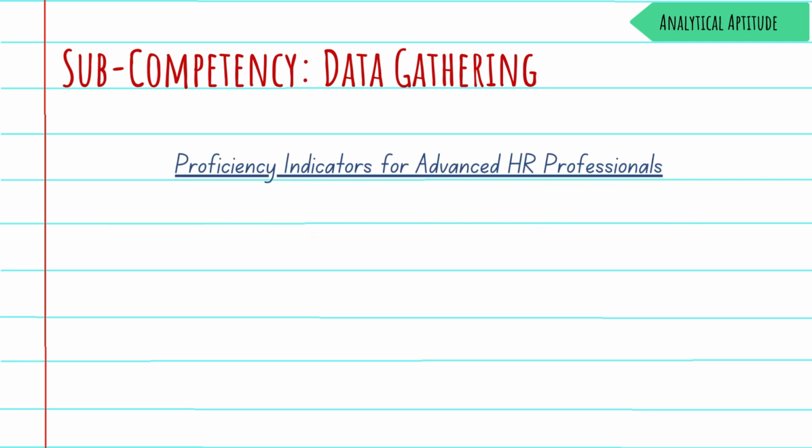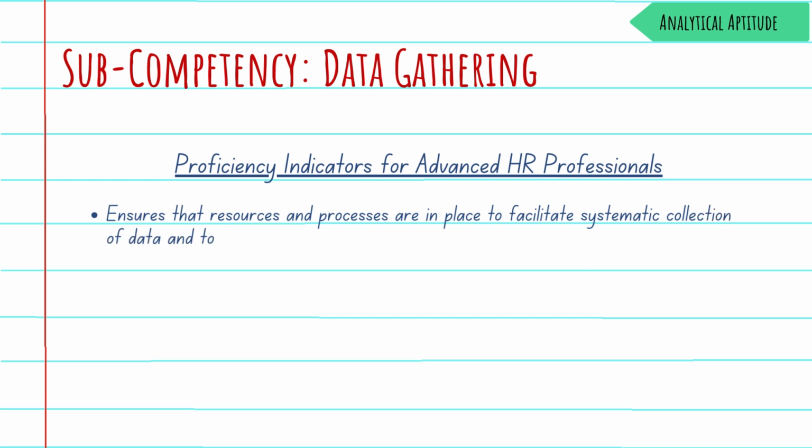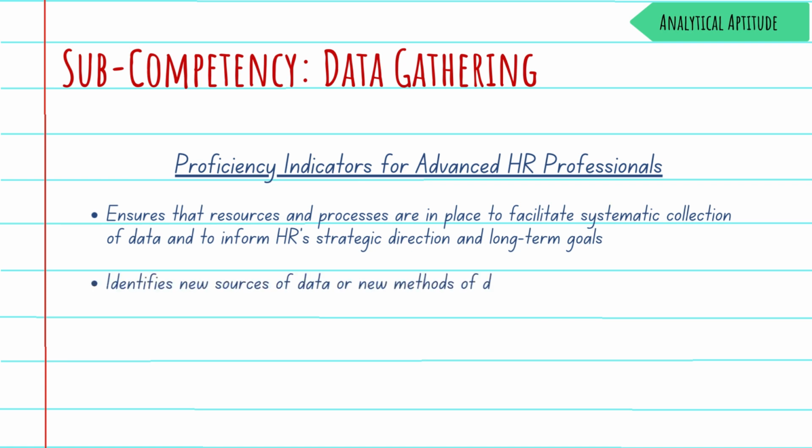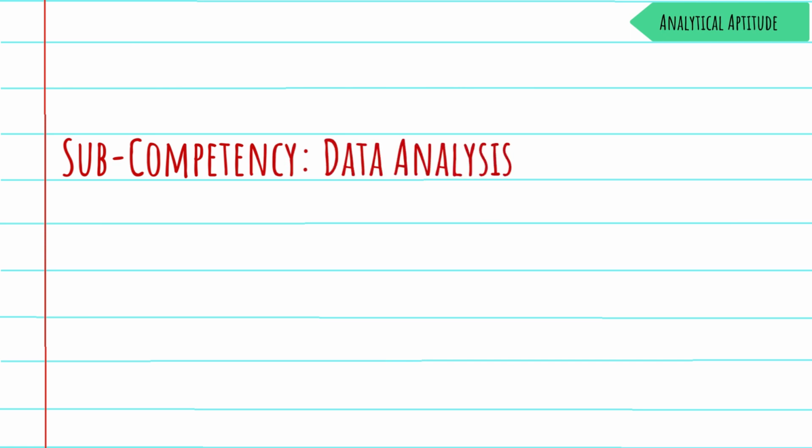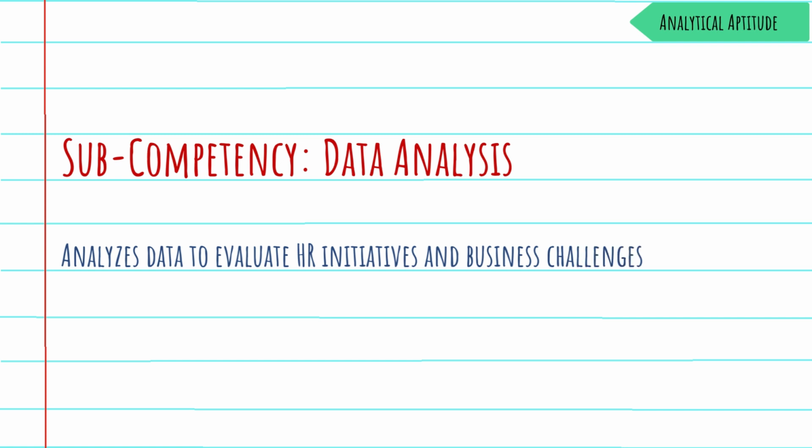For advanced HR professionals, the proficiency indicators elevate to include ensuring that resources and processes are in place to facilitate systematic collection of data and to inform HR's strategic direction and long-term goals, identifying new sources of data or new methods of data collection to inform and evaluate HR initiatives, and interacting with leaders outside of the organization to collect data relevant to HR.